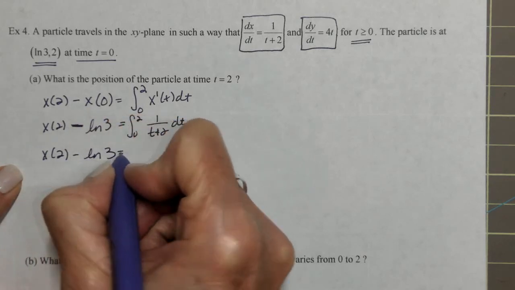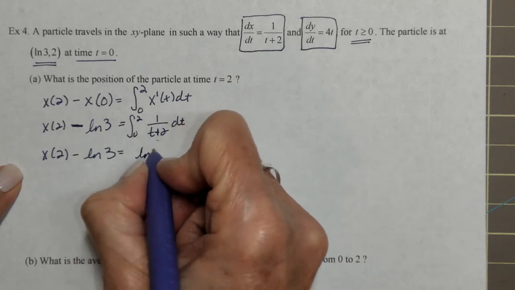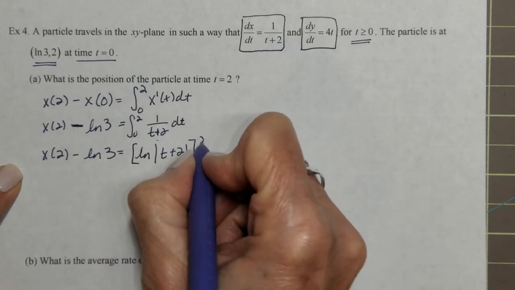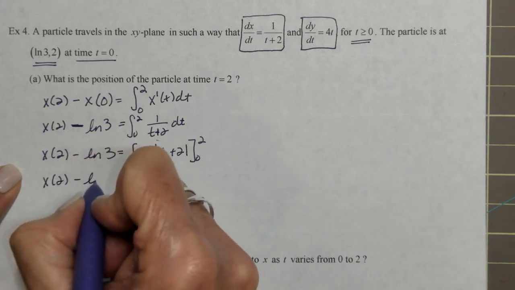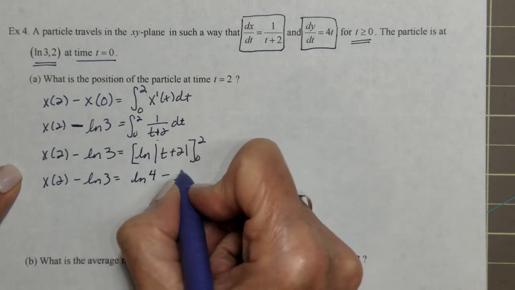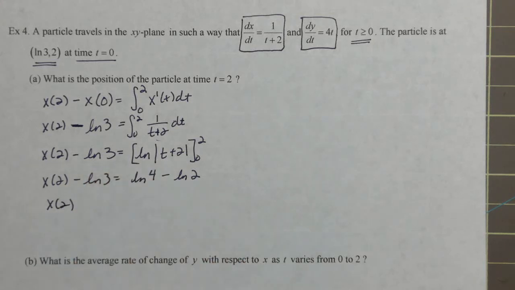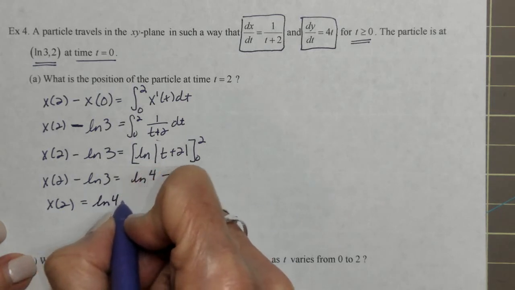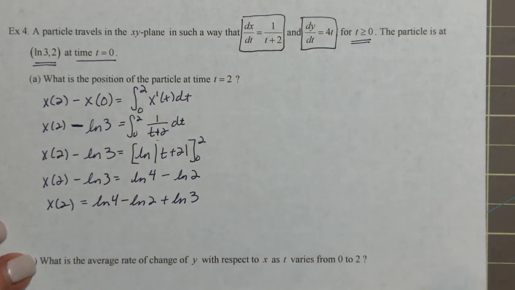Little integrating here. The antiderivative of 1 over t plus 2 is natural log absolute value t plus 2, and we are going to evaluate that from 0 to 2. So this will be ln of 4 minus ln of 2. So x of 2 is ln of 4 minus ln of 2 plus ln of 3, right?